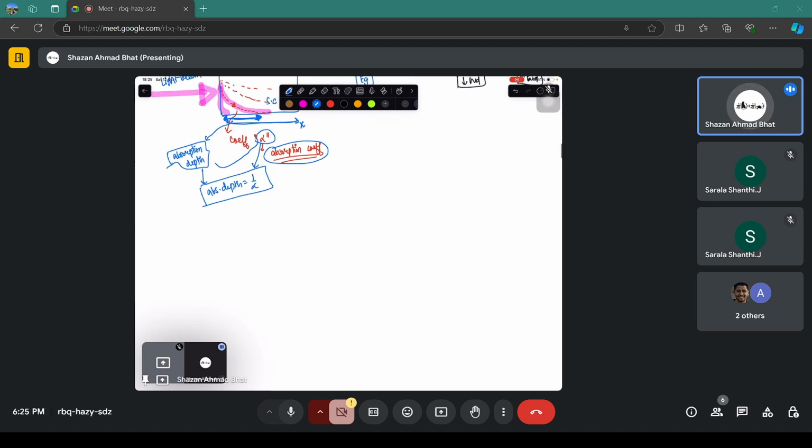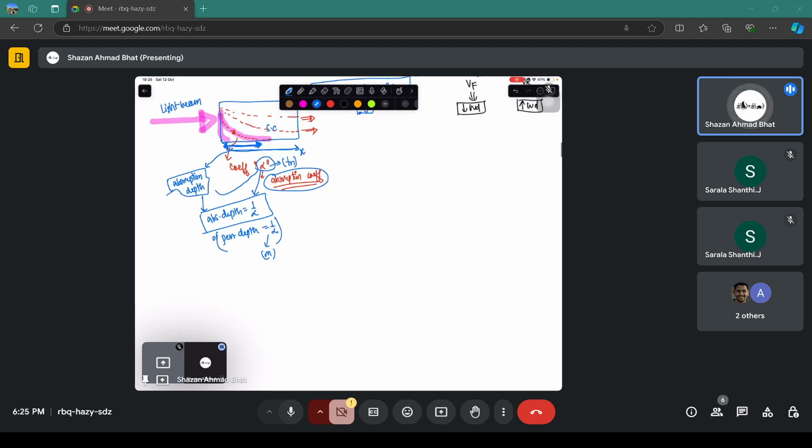This is called the absorption depth, or the penetration depth of the light, which is equal to 1 by the absorption coefficient. Because the unit of the absorption coefficient is 1 by meter, the unit of this will be meter. So it gives you the penetration of the light inside the medium. Now, where does it come from? It comes from a simple law.